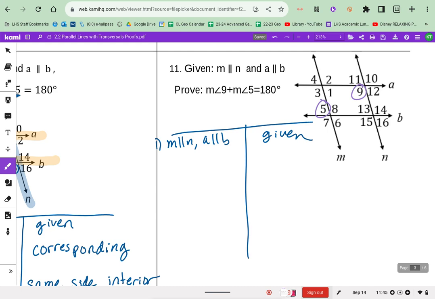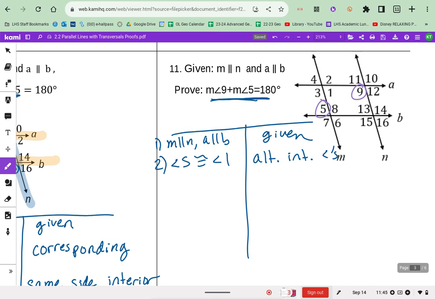All right, so let's see here. First, I looked at my proof and I said, okay, I'm going to pick one of these angles to start talking about. It doesn't matter which one you pick. I picked angle 5, and I thought, what's an angle that's congruent to angle 5? And I found angle 1. So my first step was to say angle 5 is congruent to angle 1. I did that by alternate interior angles.